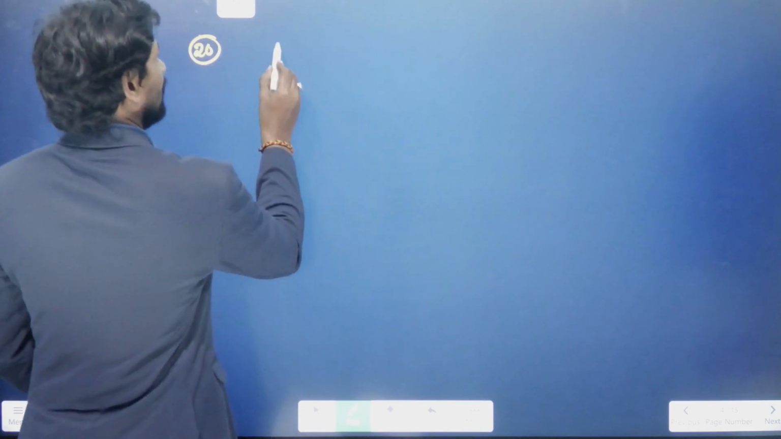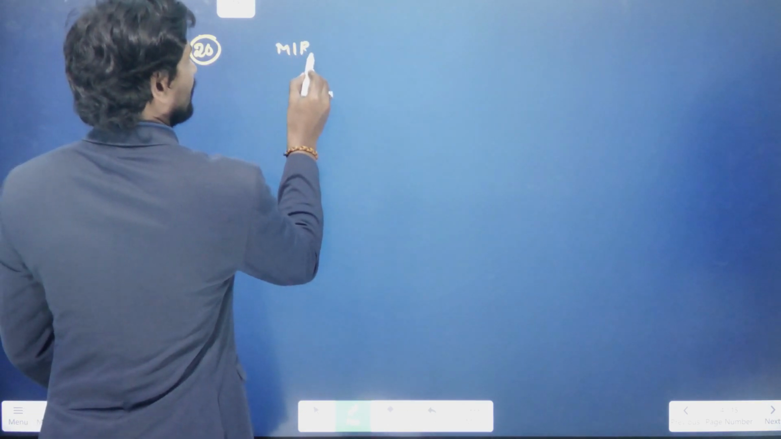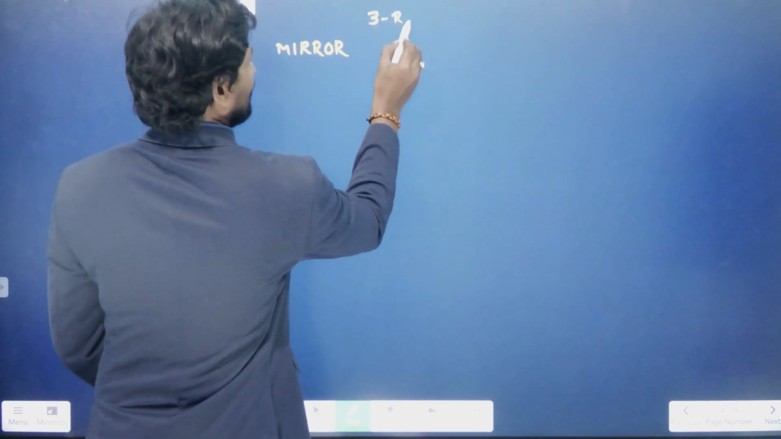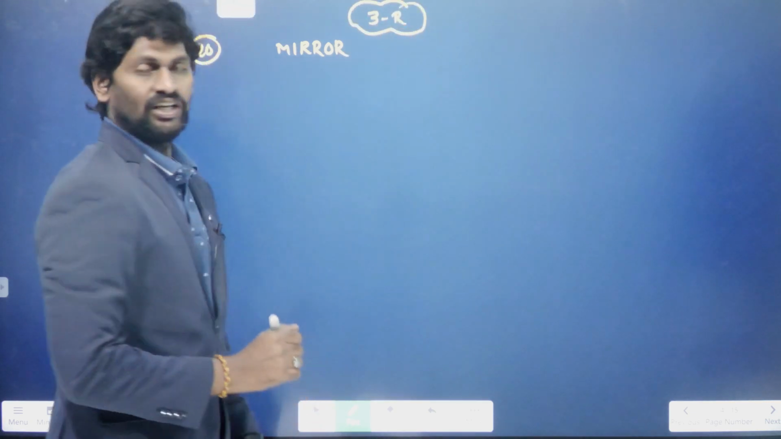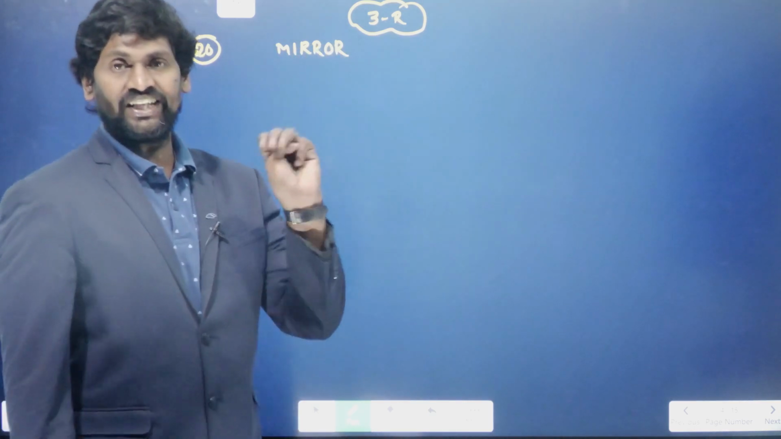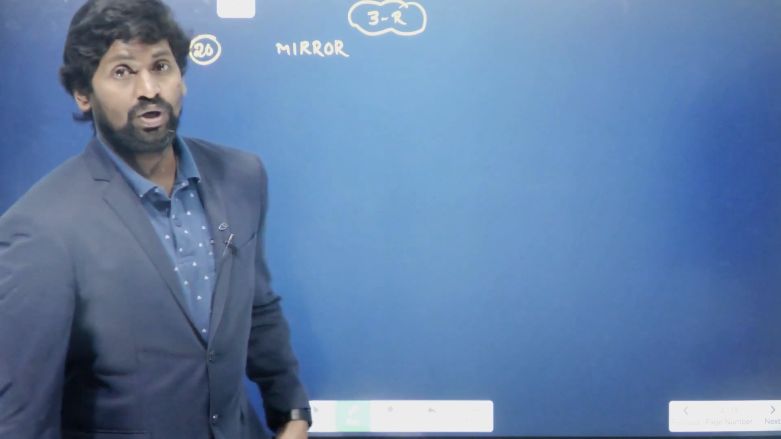Okay, right. The 20th one: if the letters of the word MIRROR are arranged in a dictionary, are any letters repeated? There are 3 R's. Total 6 letters, of which 3 are repeated. Arranged in a dictionary, what is the rank of the given word? Do you know how to find the rank?